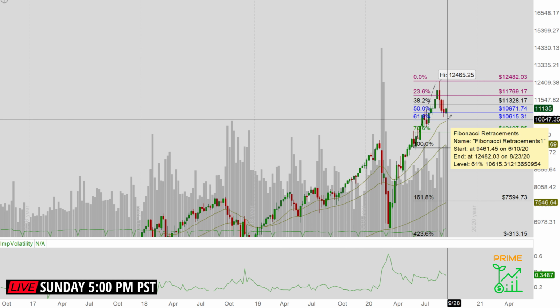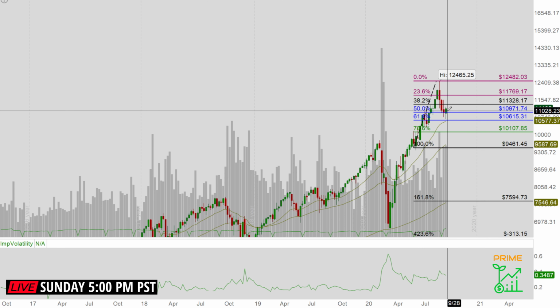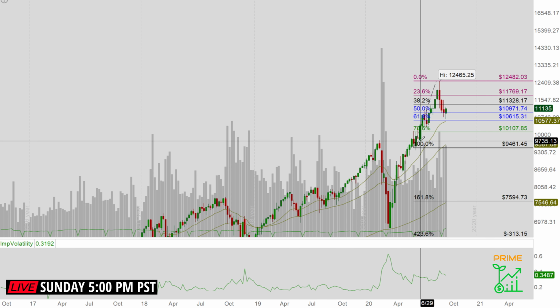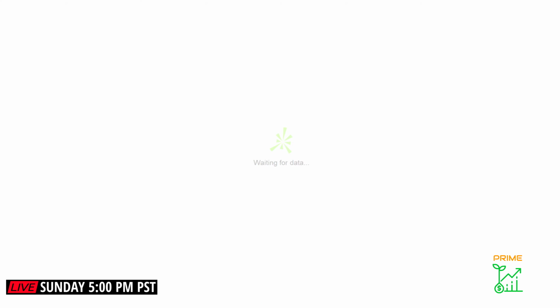Ran it up, pulled it back. We've retraced 61.8%, and it's a weekly reversal candle. And I want to be aware of that as a bear, even though we took long trades this last couple days. You know, that's something to take notice of.